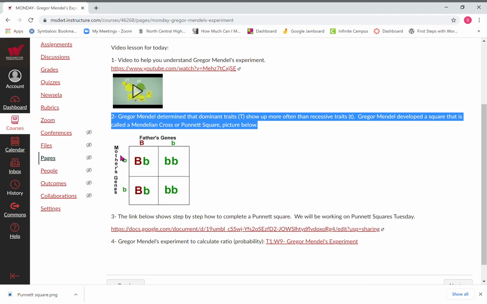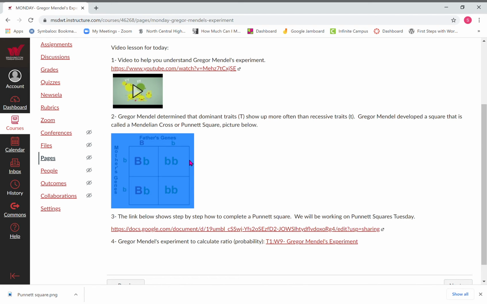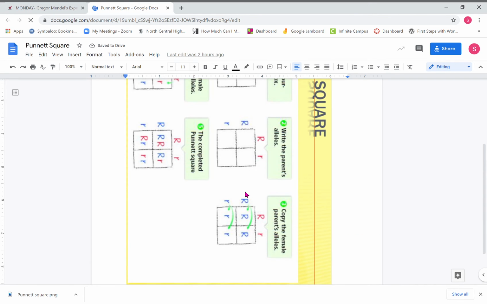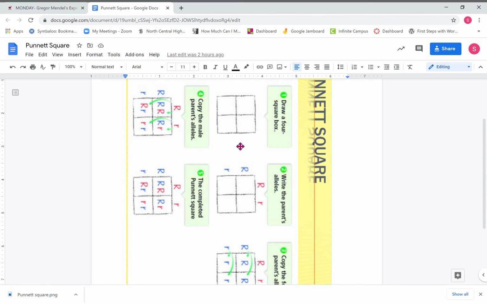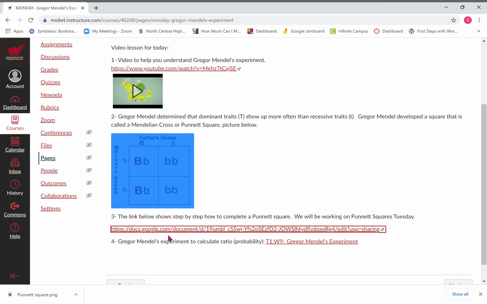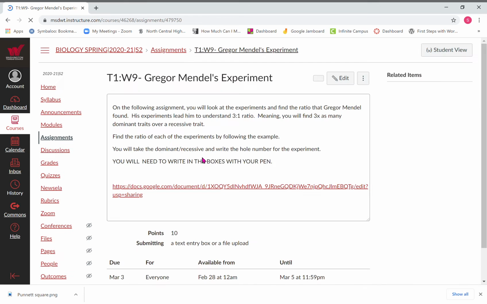So this is a Punnett square or a Mendelian cross. This link here is going to show you how to make those. You're going to follow the steps 1 through 5. You're going to make your square, you're going to put your parents, you're going to cross them over. It'll show you in here how to cross them. We'll talk about that tomorrow as well in practice. The last thing on here is the assignment for today.